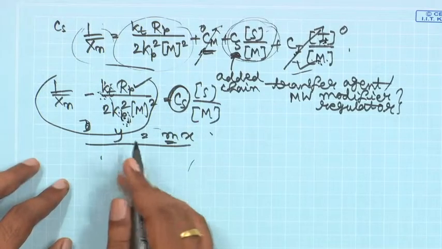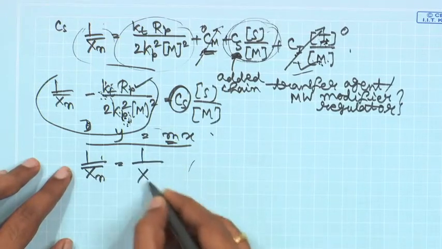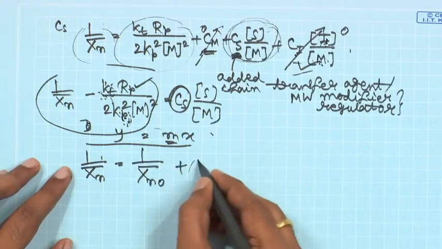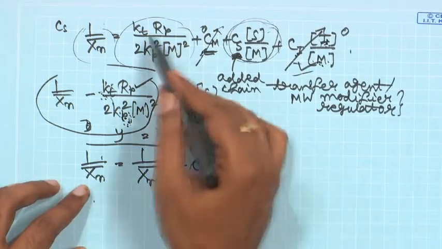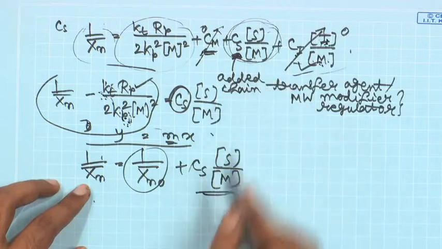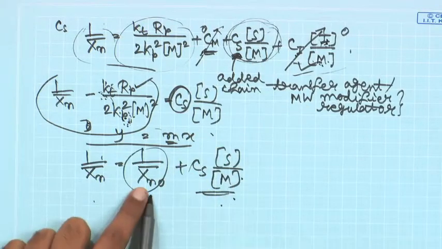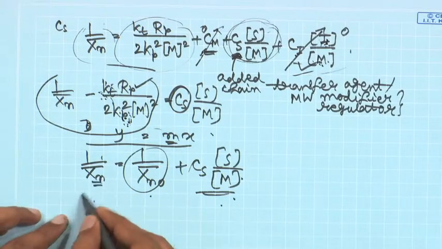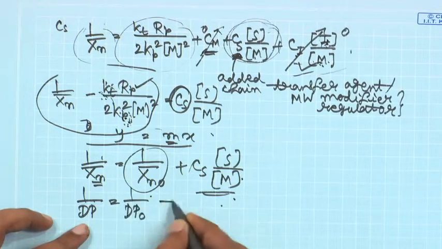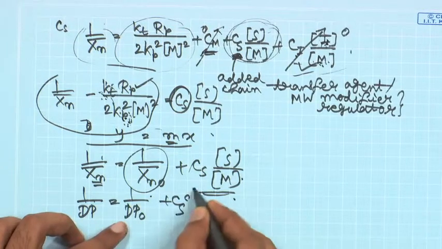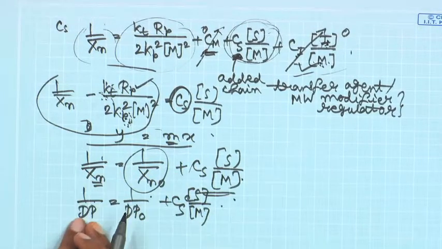In general, what you could also write is something like this: 1 divided by xn bar equals 1 divided by xn bar 0 plus Cs into S by m. That means all these terms will come here except this term. So, overall, in the absence of a chain transfer agent, this is the degree of polymerization. So, this is xn bar, let us say 1 by DP, DP is your degree of polymerization, equals 1 divided by DP 0. So, DP 0 is the degree of polymerization in the absence of chain transfer agent. So, that term comes here, this is in the presence of chain transfer agent.